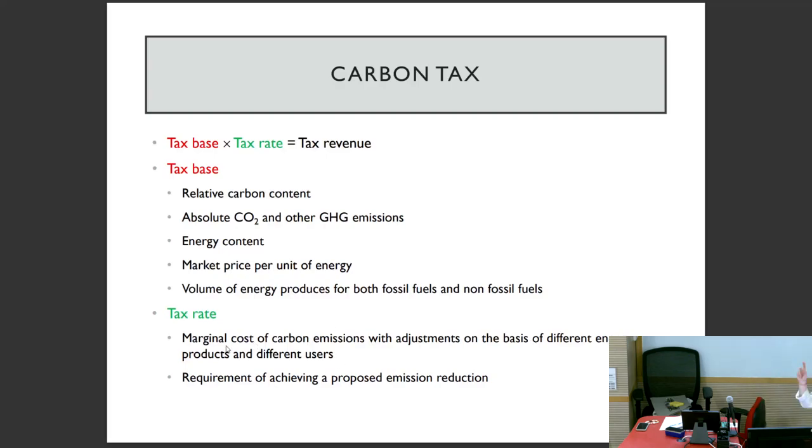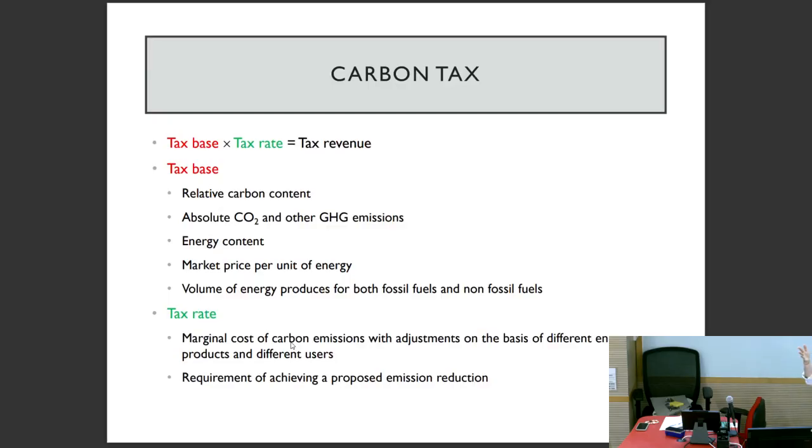So I hope that you still remember the term marginal cost of carbon emissions. In the lecture about the carbon economics, we have learned how to calculate the marginal cost of carbon. So how much do you need to pay for reducing every ton of carbon dioxide? Okay, and we have learned how to draw that carbon abatement curve, right?